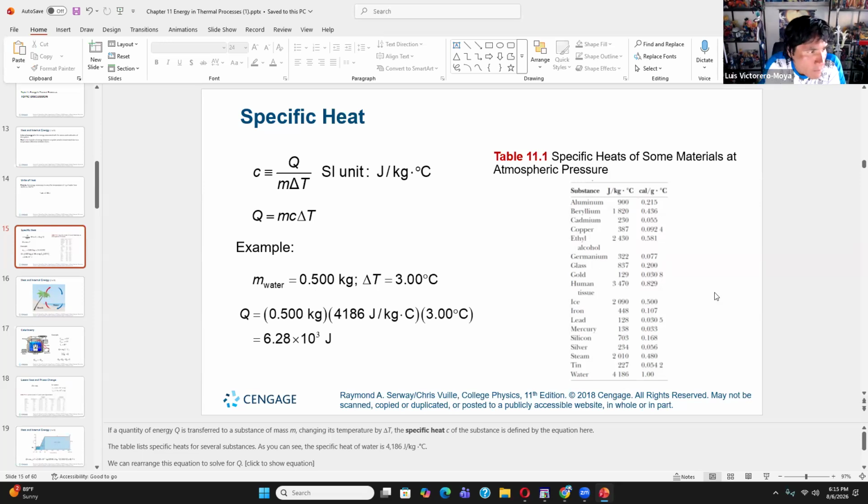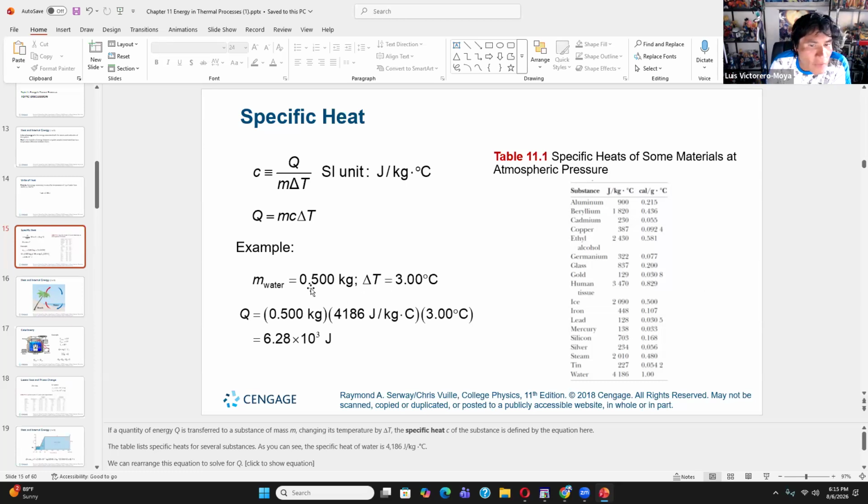So what does that mean for water and aluminum? Any other metal like gold. Gold has a very low specific heat, or iron as well, right? It's 448. Gold is 129. That means that it's very easy to change the temperature of gold, right?